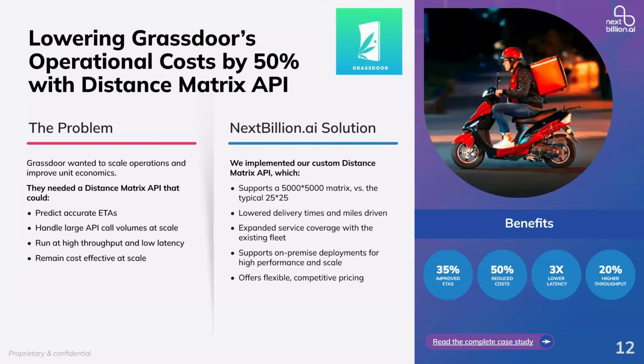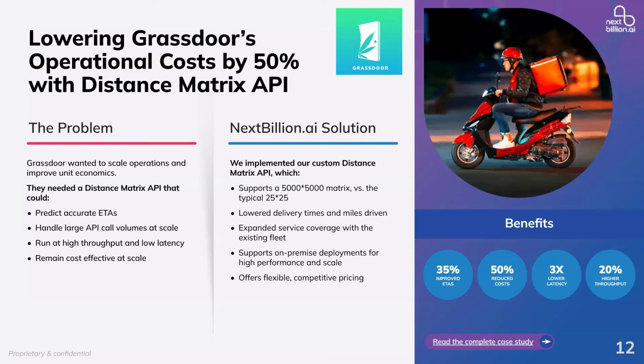So having identified the gaps there, NextBillion's distance matrix API solves the following problems. Our APIs can support a matrix of 5,000 by 5,000 origins and destinations. Such a large matrix helped Grassdoor predict exact travel times while accommodating for driver pit stops and other variables. This in turn enables Grassdoor to consistently generate optimal routes and process accurate ETAs to maintain customer satisfaction.